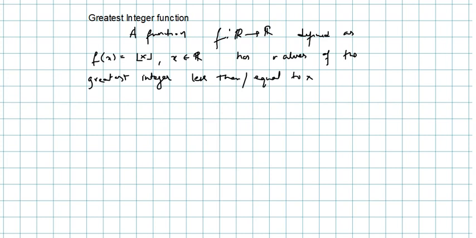To understand this, I will first plot the graph. If you plot the graph of greatest integer function, you will see something like this. So this is 1, minus 1, minus 2, minus 3, and so on. This is 1, 2, 3, 4, and so on. This is minus 1, minus 2, minus 3, and so on. You will find that for minus 3, there is a dot and there is a hole here.